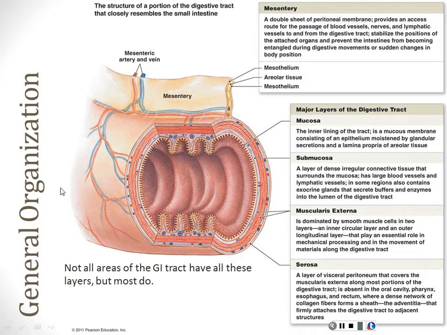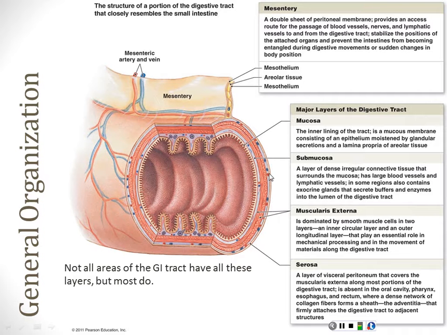Okay, so what we see here on the inside is the innermost layer, this carpeted layer, and that's the mucosa. The mucosa is what is in contact with the contents of the lumen. So a lot of interesting and important things happen at this mucosal layer, because that is what's in contact with what we've eaten or drank. So that's the business end, the mucosa.